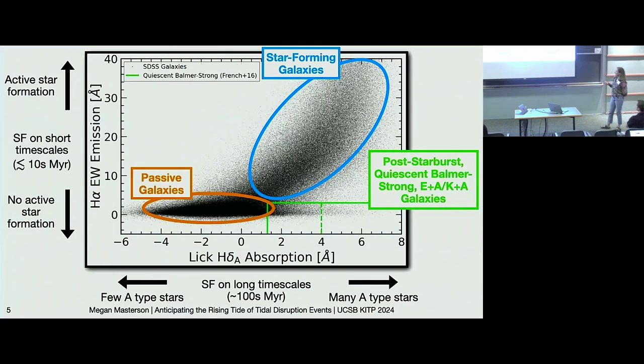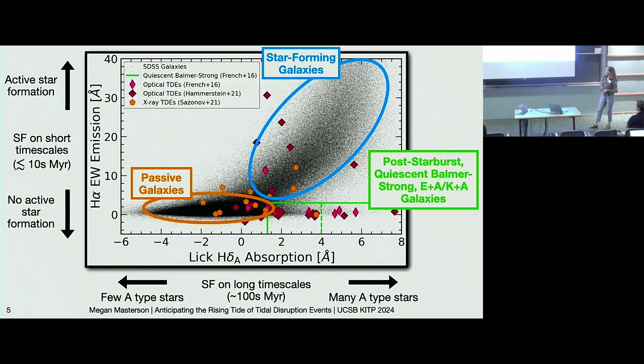And as we've highlighted before, there's this regime over here that only makes up like 0.1% of SDSS galaxies. So these are the post-starburst galaxies, which show a lot of H-delta in absorption, but very little H-alpha in emission. So a recent burst of star formation that has since ceased. And these are where the optical and X-ray TDEs lie today. And you can see that a sizable fraction lie down here in this post-starburst regime, a significantly higher percentage than what you typically see in your SDSS galaxies.